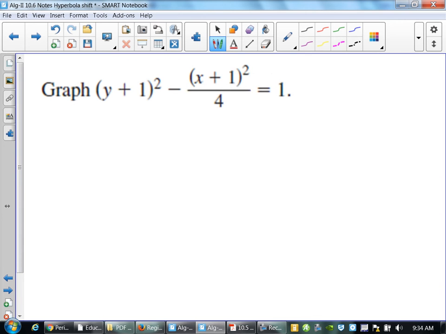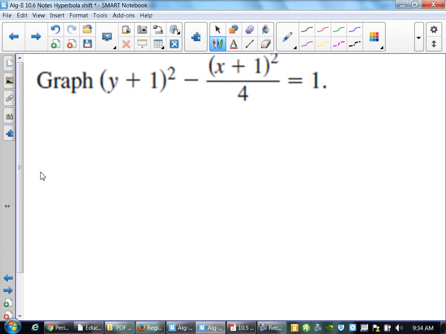Let's graph the translated hyperbola. We have y plus 1 quantity squared minus x plus 1 quantity squared over 4 equals 1. Now, this just tells you what direction it's going. Up and down, because what came first? Y. What's the value of a squared? 1. Very good. So you'll see this from time to time. It may not have something thrown underneath it, so if you want to put something underneath there to help you out, by all means, go for it.